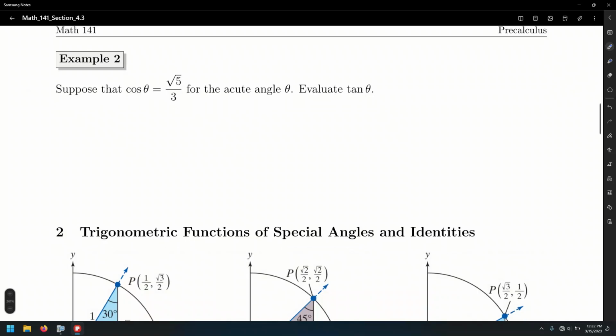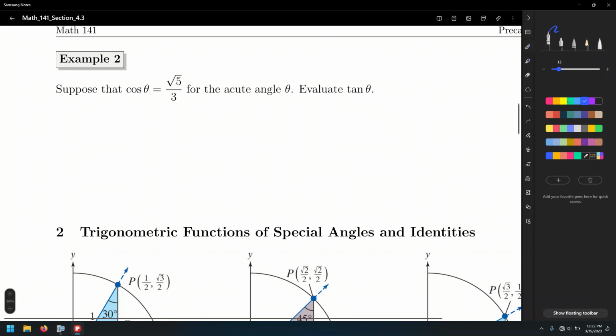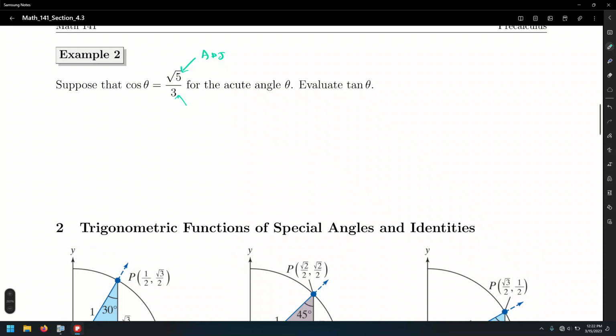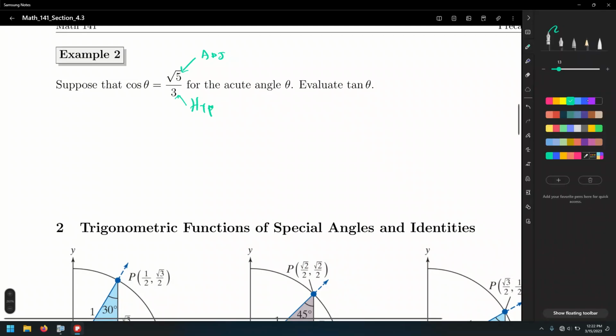All right. Suppose that cosine theta equals square root of 5 over 3 for the acute angle theta. Evaluate tangent theta. Number one, by the SOHCAHTOA definition, when we have the cosine function, the numerator is the adjacent, and the denominator will be the hypotenuse. I was going to say the opposite, no, it's the hypotenuse. So how about we draw a right triangle representing this angle with the corresponding sides.